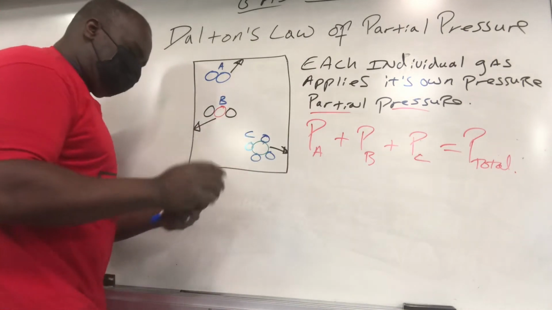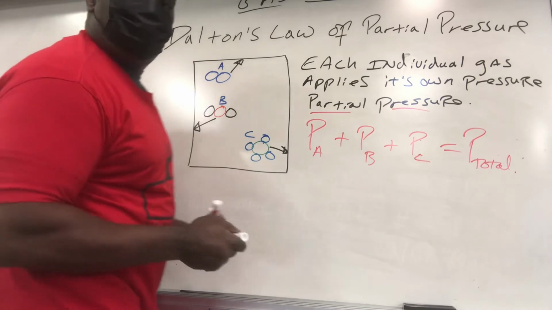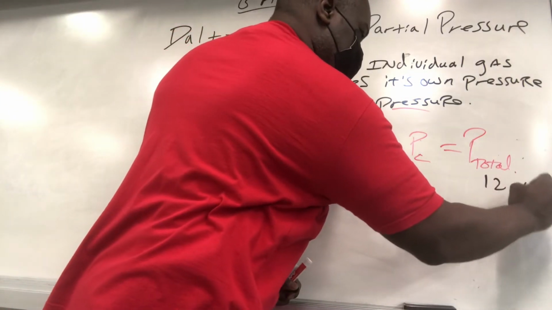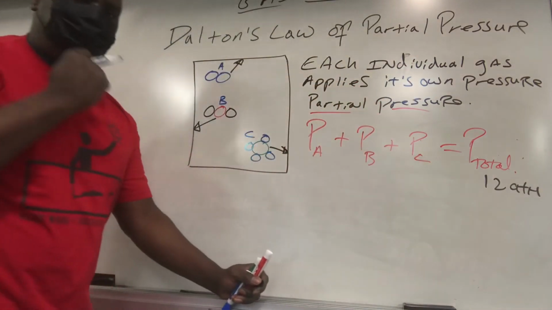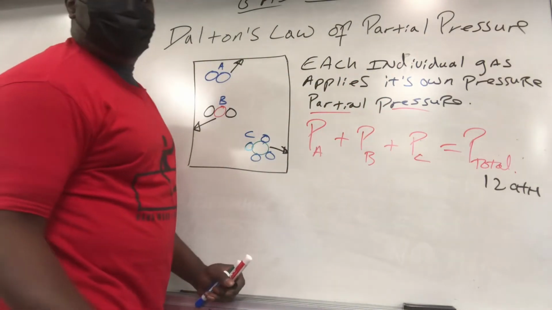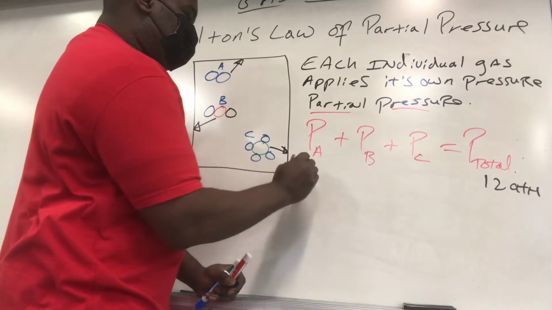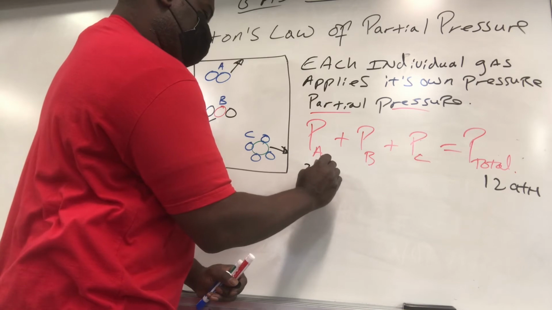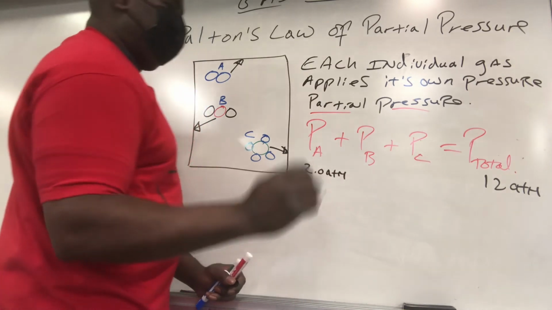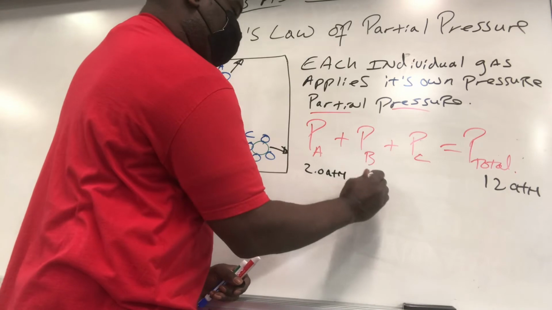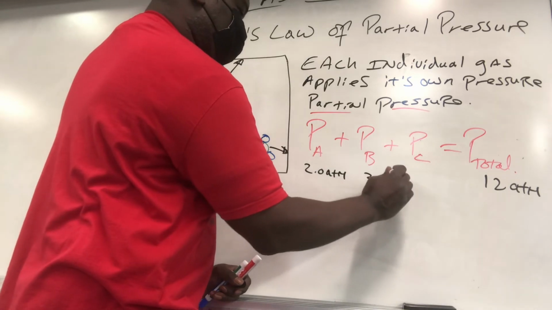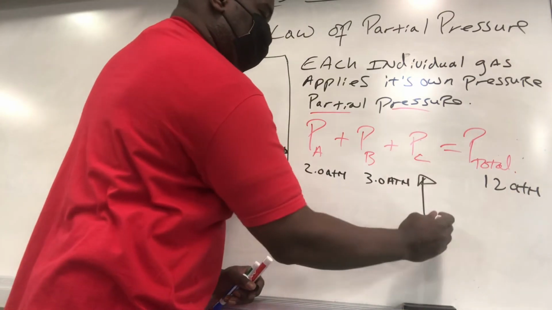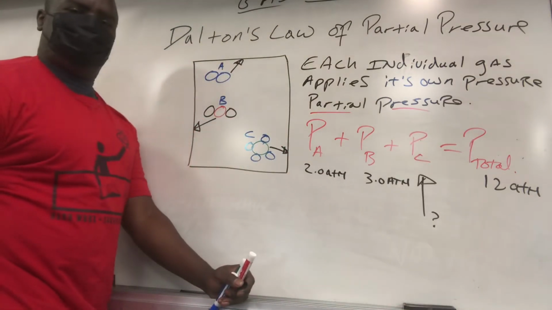Okay, in Regents level, typically what they will say to you is, you know what? We have this container, and we realize that the total pressure was something like, I don't know, 12 atm. Pick a number, bam. And we also realize that the pressure of A is 2 atm, and the pressure of B was 3 atm. All right, bam.